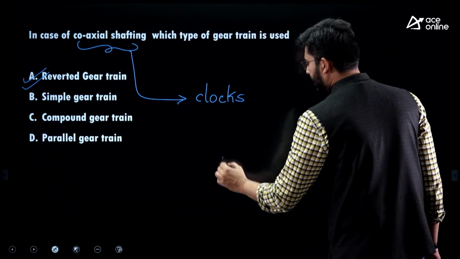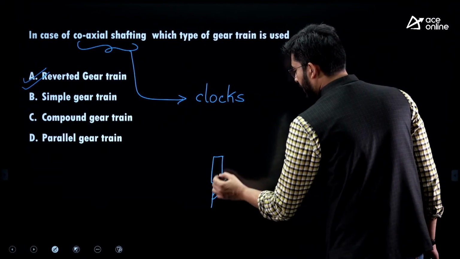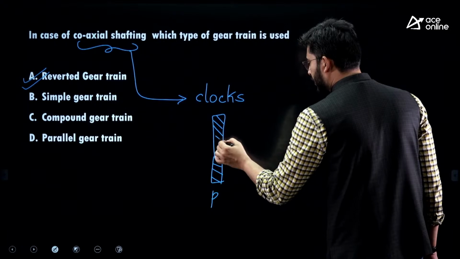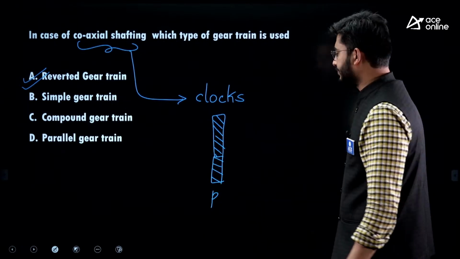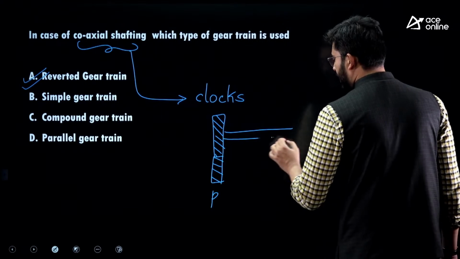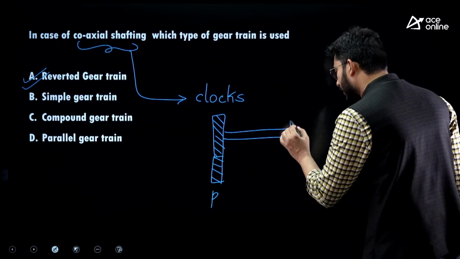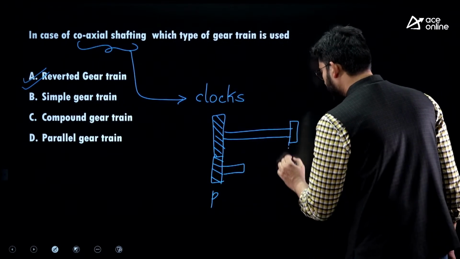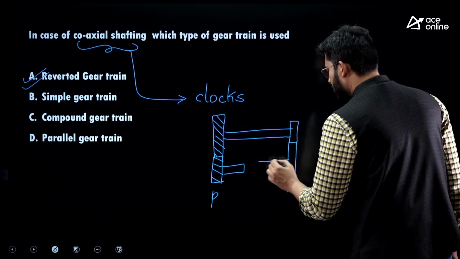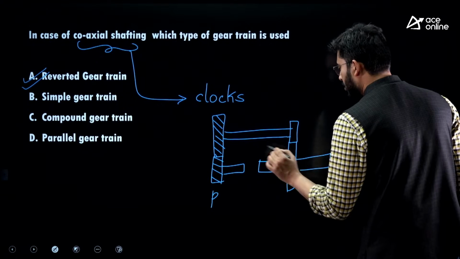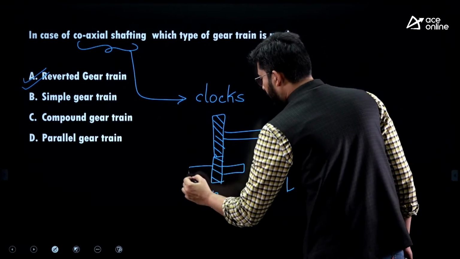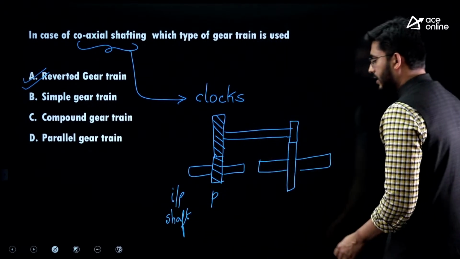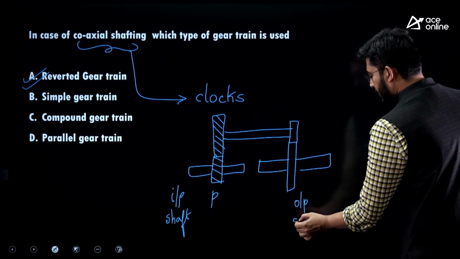So the arrangement will be something like this. First will be the pinion, the smaller gear. After that the larger gear will be there. If you are interested in obtaining the reduction, then we go for the larger gear, and the larger gear will be compounded with another smaller gear. Similarly, this smaller gear will be meshing with a wheel of larger size. So this becomes the input shaft, and this becomes the output shaft.